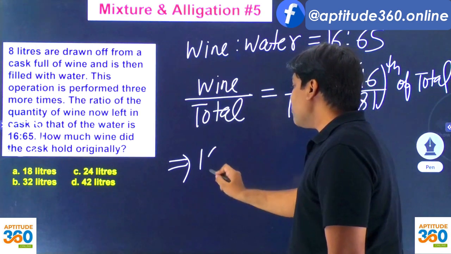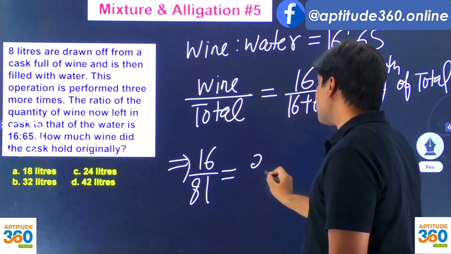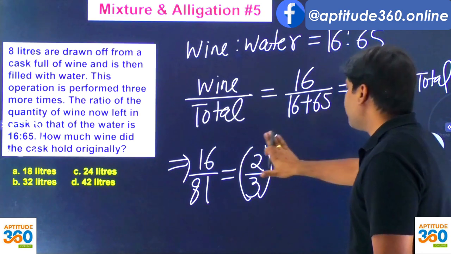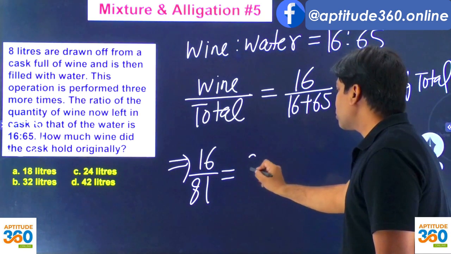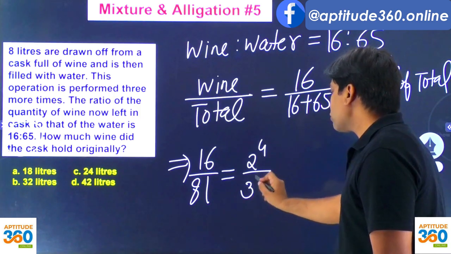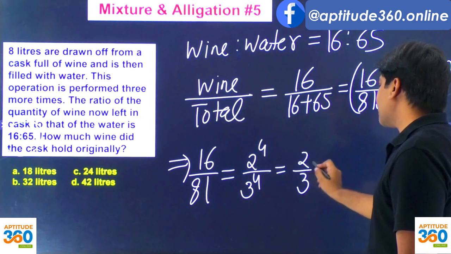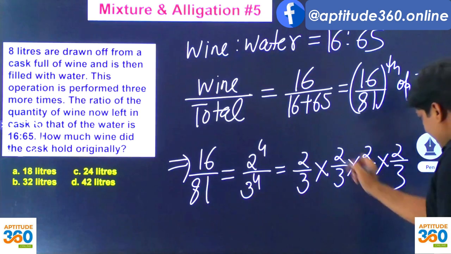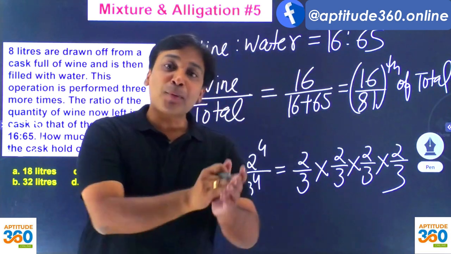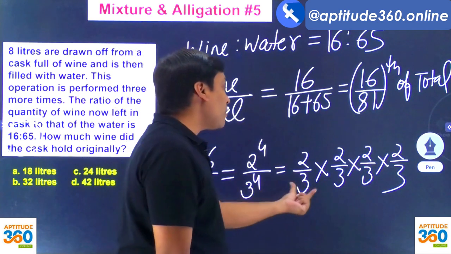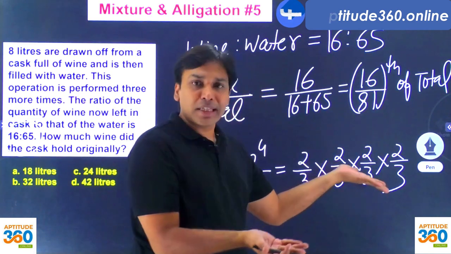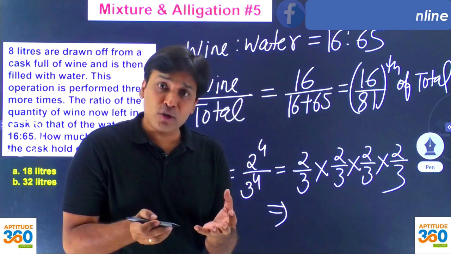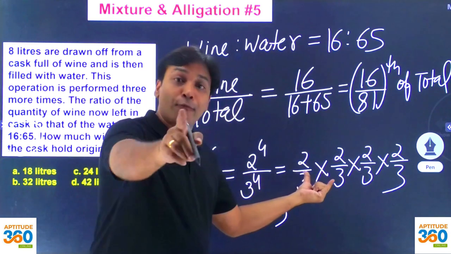Can we write 16 upon 81 as 2/3 whole to the power 4? We can write this as 2^4 and 3^4, or as 2/3 × 2/3 × 2/3 × 2/3. Did you understand this thing? The problem simplifies. 2/3, 2/3, 2/3, 2/3. This is nothing but 16 upon 81, isn't it? Now understand this. How is it that you're left with 2/3? What did I say? The multiplying factor that is left, you wrote here.